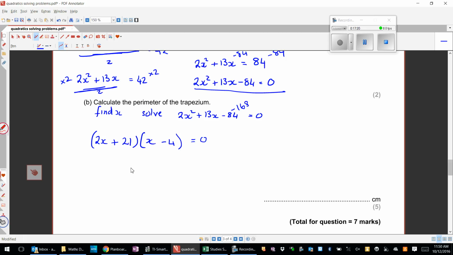So when we factorise, we get our two solutions. Now you've done this before. So how do I find the two solutions? This one's easy. For the second bracket, x must be.